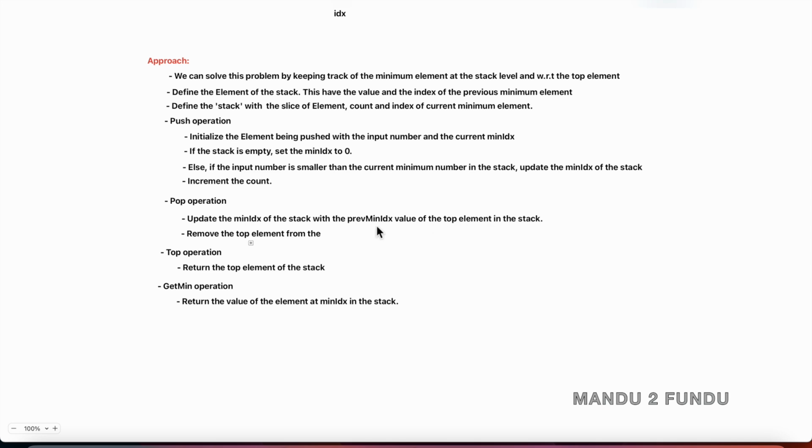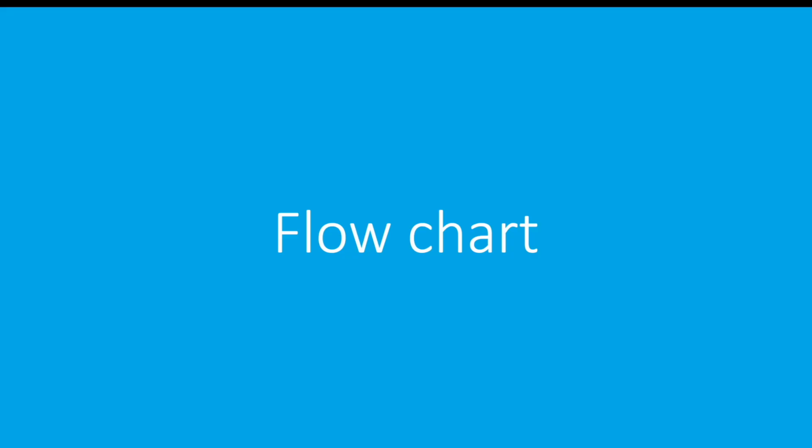Okay. And we remove the top element from the stack. Next, the top operation is simply return the top element of the stack, and get min operation return the value of an element present at min index in the stack. Let's look at the flowchart.